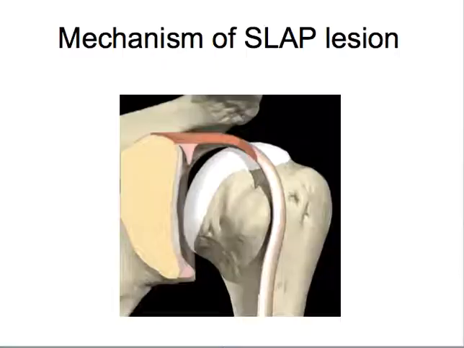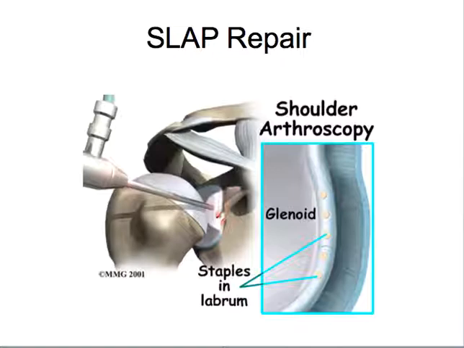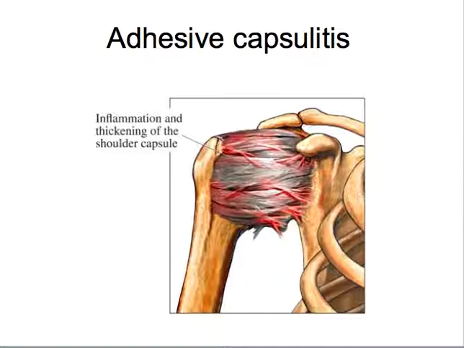Okay, next on your notes is just a caricature of this SLAP repair. Next on your notes is a note about adhesive capsulitis, which we don't see much in a population under the age of 30, but occasionally you may come across it. It's commonly referred to as frozen shoulder or arthrofibrosis.